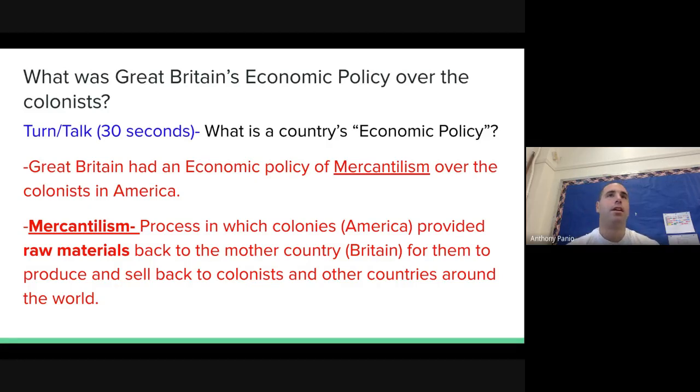So if you were living in the colonies, you knew this was a rule. You knew you had to provide the raw materials for Great Britain, but no one in the colonies listened. It's like a rule I have in class: there's technically no gum chewing, but if I never bother anyone about chewing gum, people are going to chew gum, right? So people in the colonies know this is a rule, but no one listens to the economic policy. So let me explain what happens.